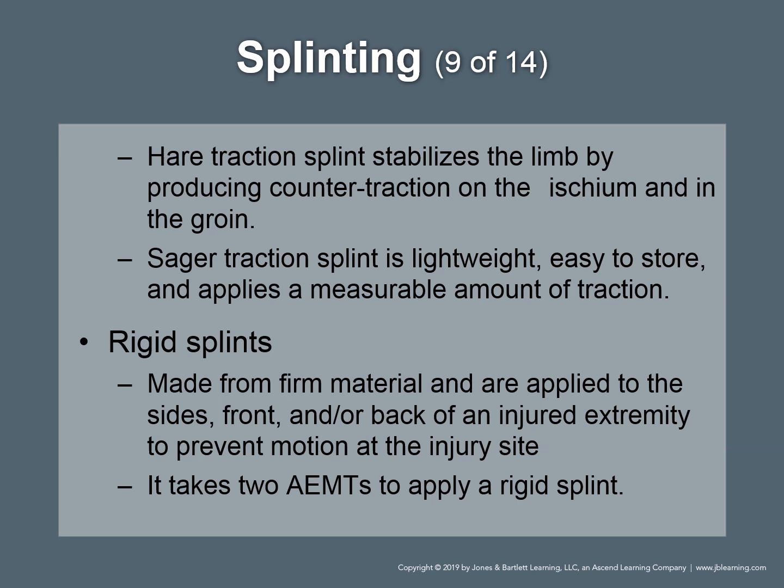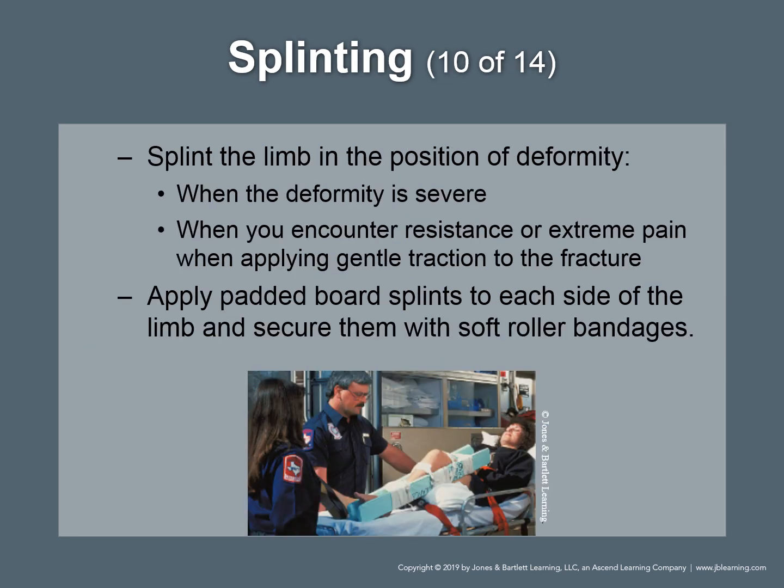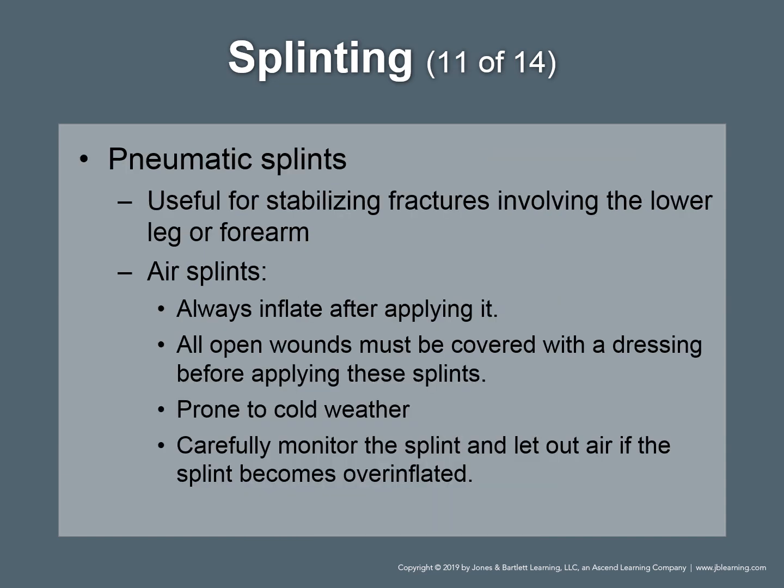To apply a splint, it takes two people. You cannot apply a splint by yourself. Splint the limb in the position of deformity unless there's a compromise to circulation. When you encounter resistance or pain, stop what you're doing. Okay. Once you stop, apply gentle traction to the fracture and those bone ends may realign. Apply padded board splints on each side of the limb. You want to splint both sides of the limb, and you want to splint a joint above and a joint below.